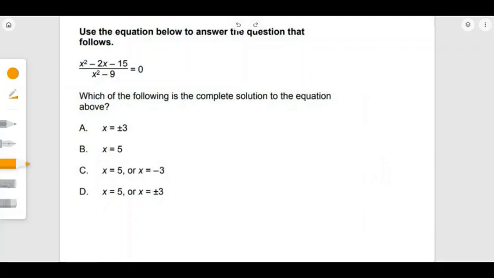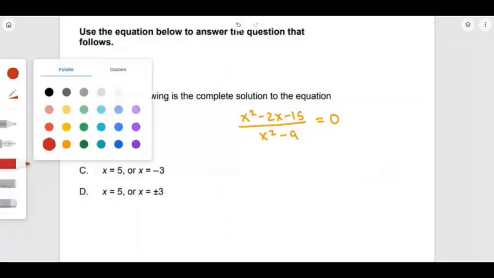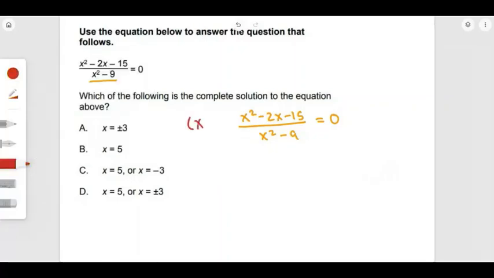So the first step we need to do in order to get rid of the fraction is to multiply both sides by x^2 - 9. This will help us solve the question much more easily. So we will multiply both sides by x^2 - 9. And now we will have a new equation.